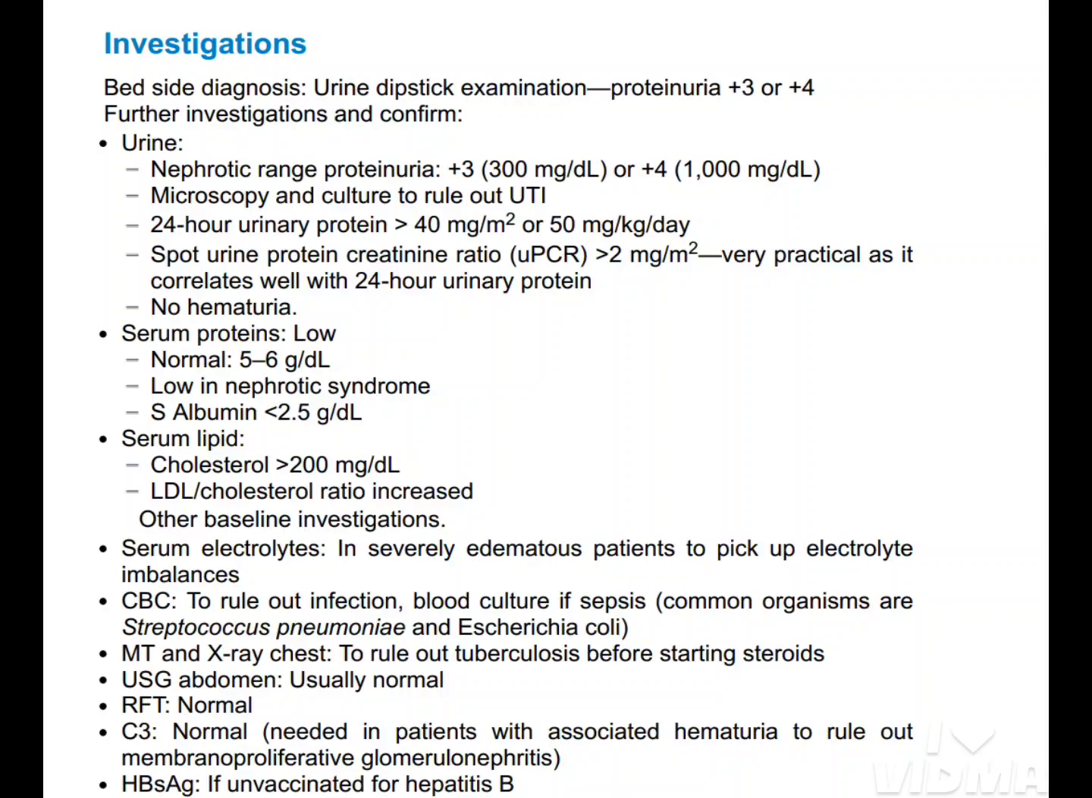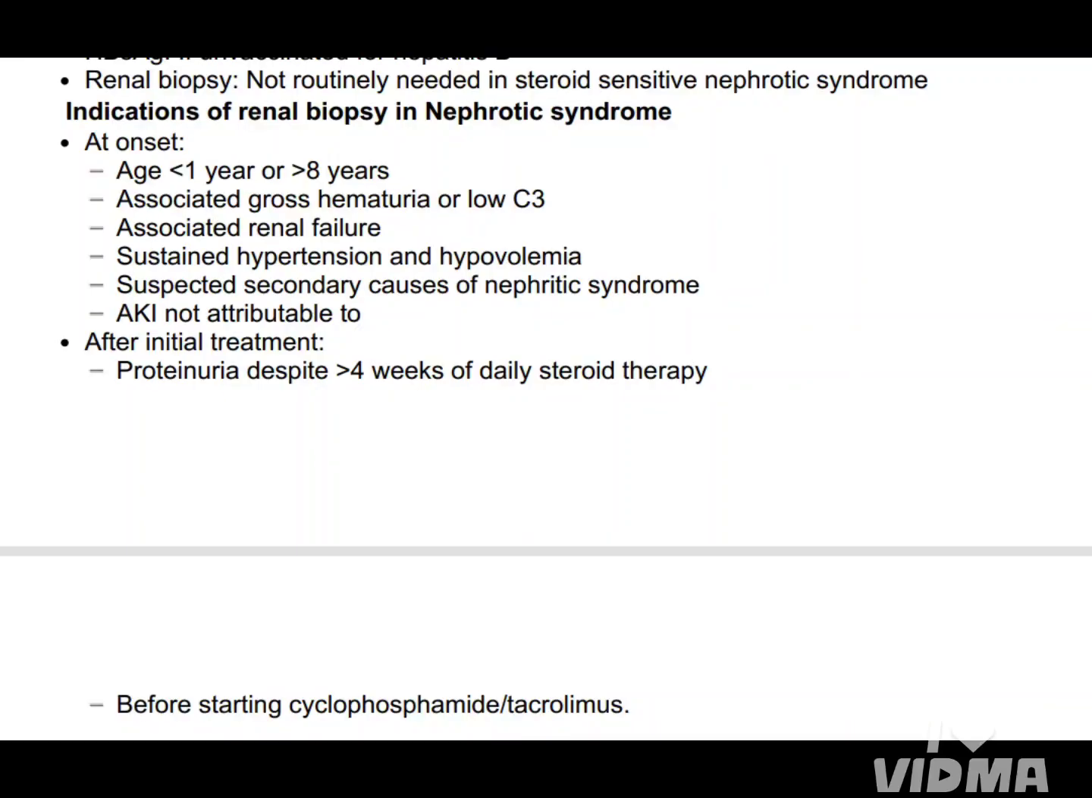Here RFT is normal. In steroid sensitive nephrotic syndrome there is no requirement for renal biopsy, but the indications for renal biopsy in nephrotic syndrome are: at onset, age less than 1 year or greater than 8 years, associated gross hematuria or low C3, associated renal failure, sustained hypertension and hypovolemia, suspected secondary causes of nephrotic syndrome, AKI not attributable to hypovolemia. After initial treatment: proteinuria despite greater than 4 weeks of daily steroid therapy, and before starting cyclophosphamide and tacrolimus.